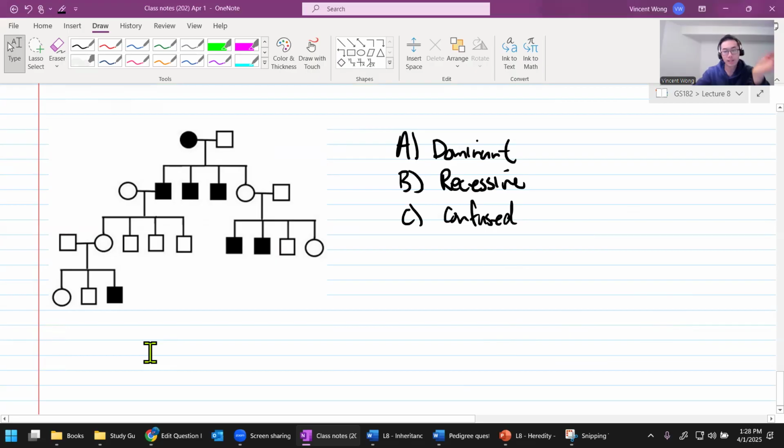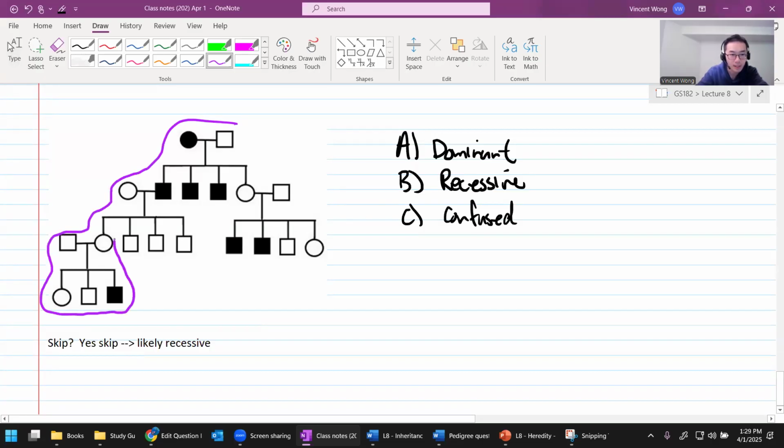Anyone else before I tell you the answer? No? All right. Well, let's see. Skip or no skip? Okay. Yes skip. So if it's yes skip, it is likely recessive. How do I know it skips? Remember, you can't just look at the whole generation like that. You have to look at the individual families, right? So like that's a family right there. Just trace the parents. So it showed up, and then it's not there, and then it's there again. That looks like it's skipping.